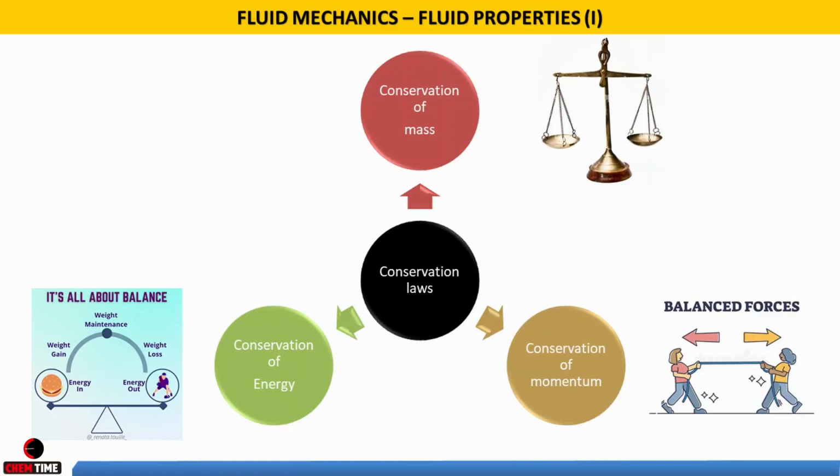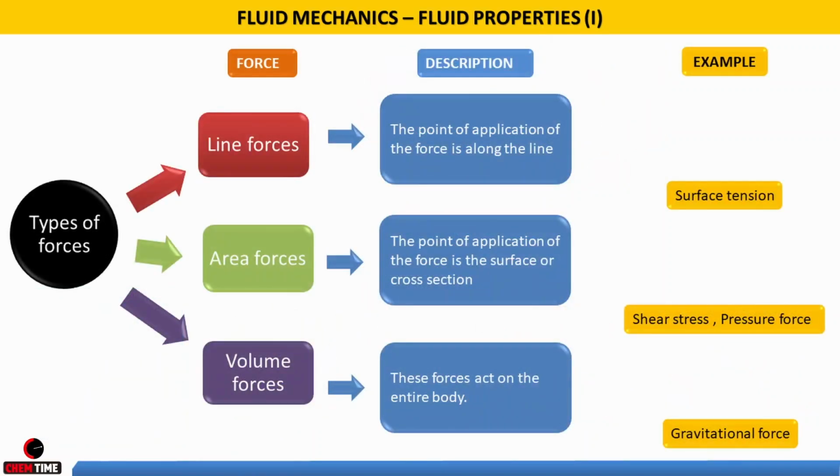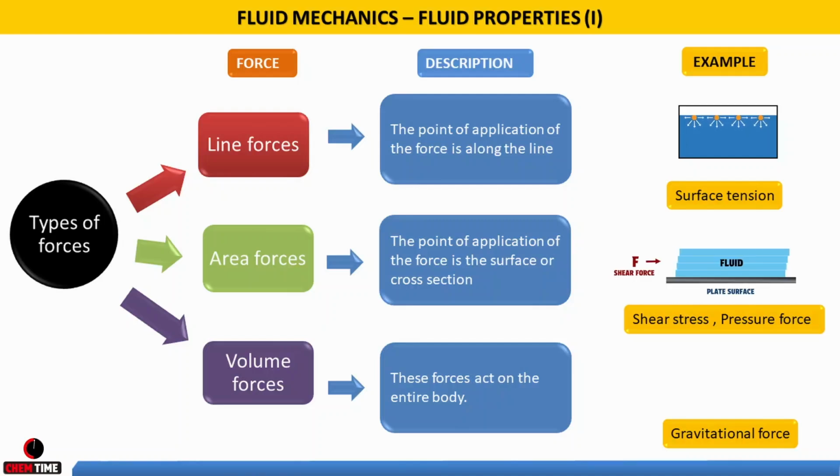So, the forces can be categorized into line forces, area forces, and volume forces. Line forces: the point of application of the force is along the line, and the best example for line force is surface tension, which we are going to discuss in this presentation, whose units are newtons per meter. Area forces: the point of application of the force is the surface or cross section. If it is surface, it is shear stress, and if it is the cross section, it is the pressure force. The volume forces act on the entire body. The gravitational force is an example of the volume force.